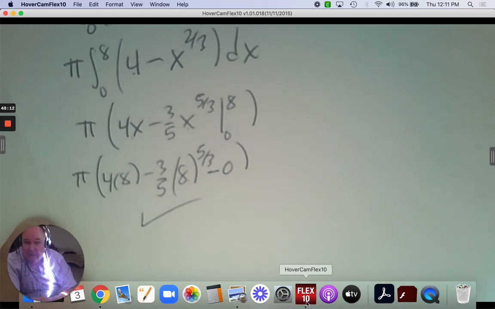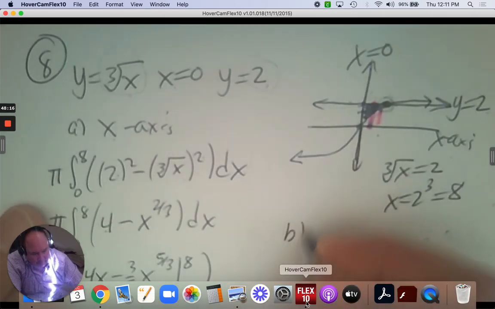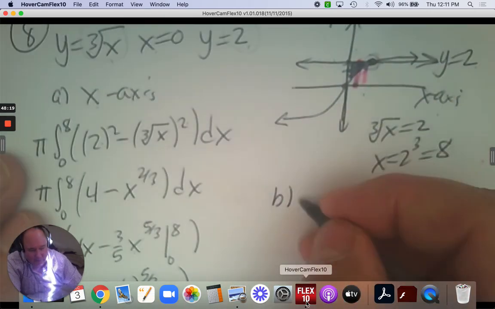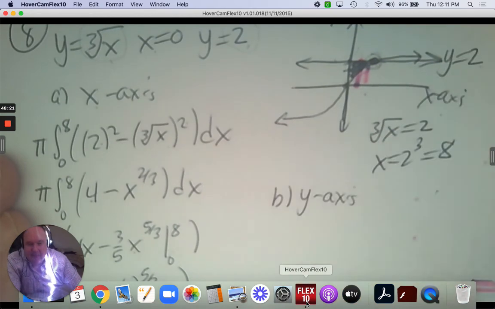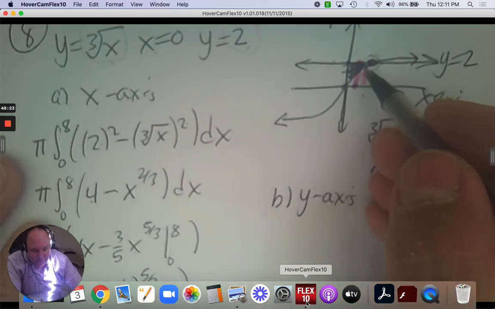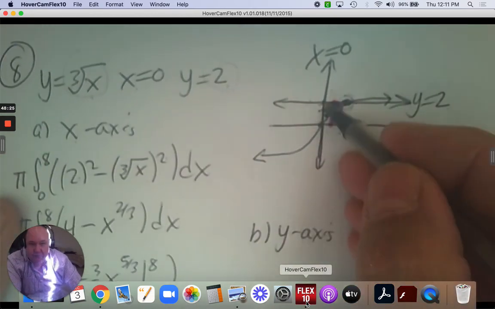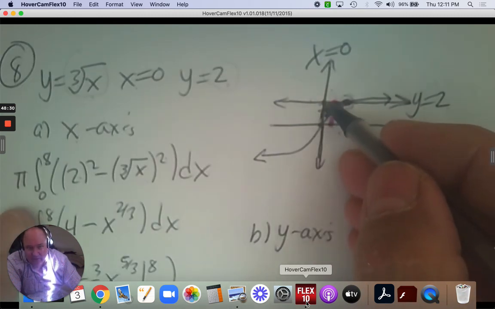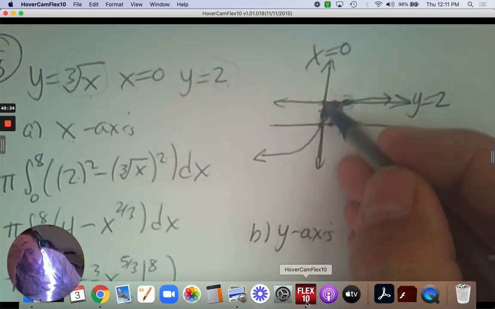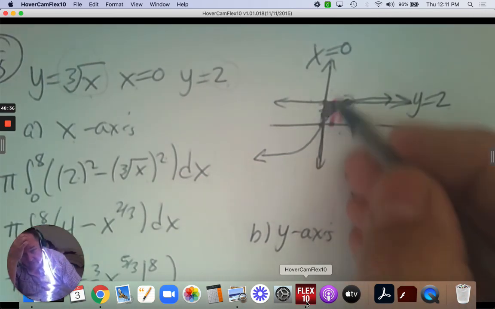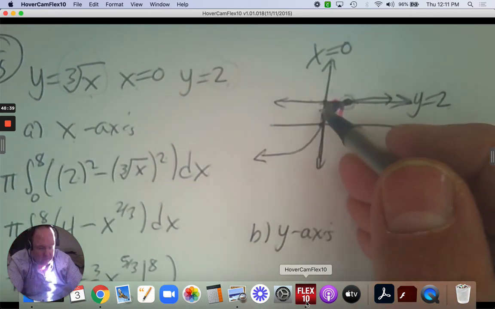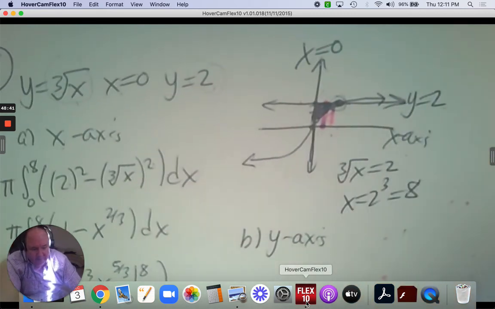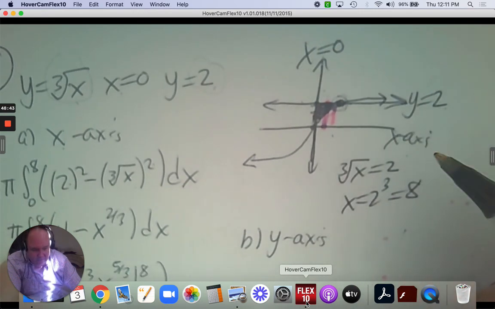All right, you ready for part B? Let's look at part B. This will end the video here, part B. So this one's the y-axis. And because I'm revolving sideways around the y-axis, the first thing I notice is that the area is touching the y-axis all the way through. So because it's hugging the axis that I'm revolving around, it's one circle. So that's good news. The second part is I have to change the bounds.